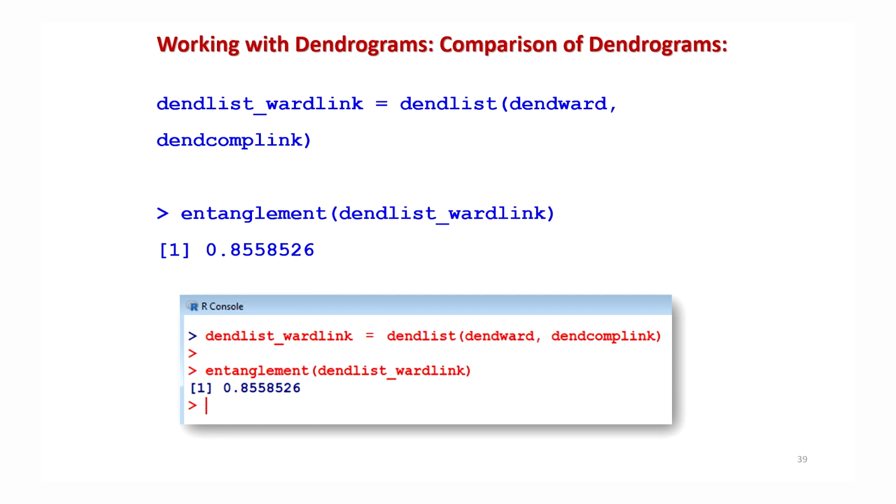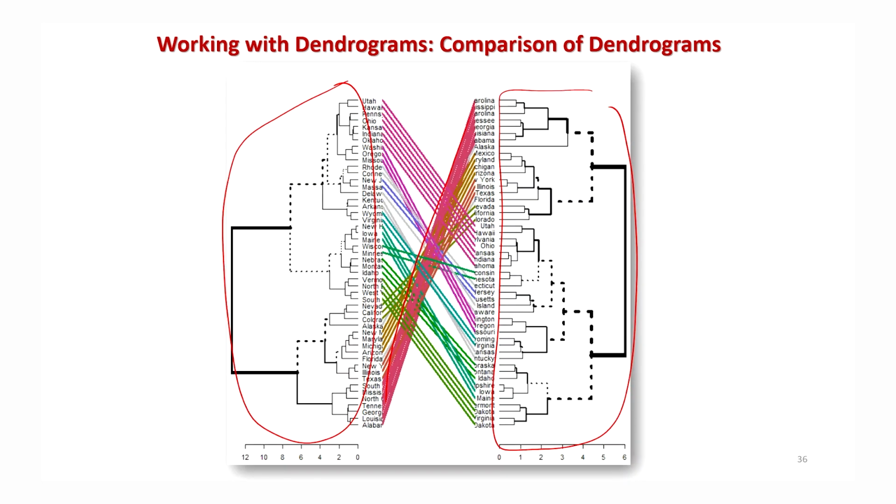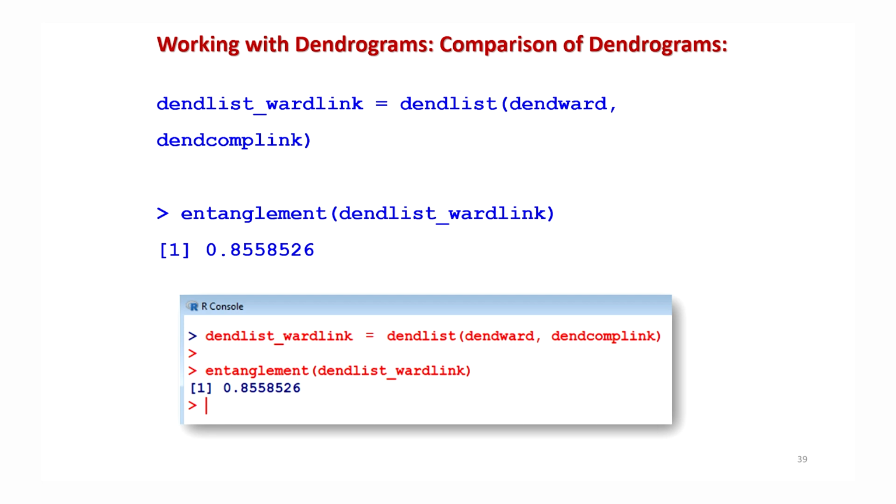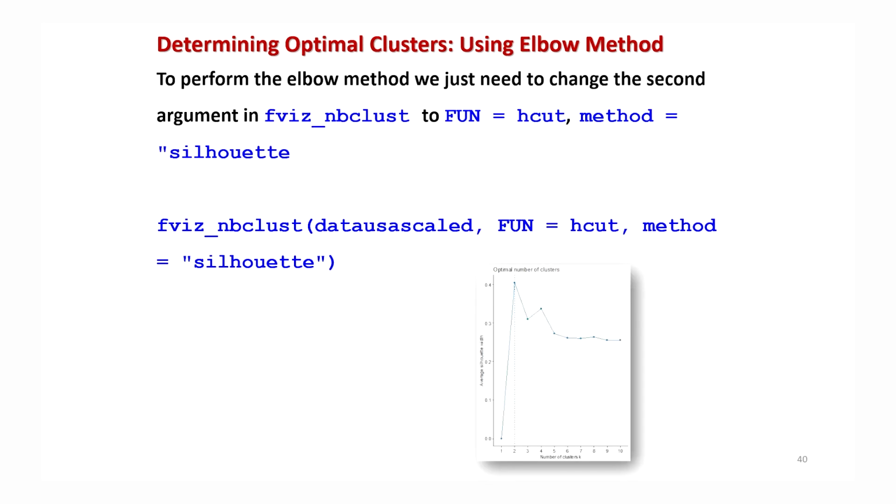For example, for the dendrograms which we had created here, where I have taken two different dendrograms, if I compute the entanglement, it comes out to be 0.855. Right, so this is how you can understand it numerically also.